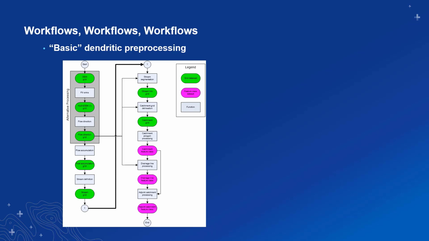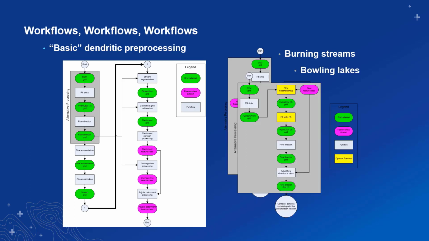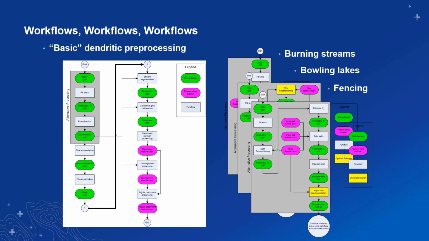I have demonstrated the basic dendritic processing workflow, but there are many others as a function of the morphology and available supporting data. For example, morphologies where we know where the streams are so we can burn them in, or we know where the lakes are so we can bowl them, or we know where the boundaries are so we can fence them. And we have a whole document that identifies key use cases for different morphologies of dendritic, deranged, or combined type. This is an important discussion that we will go back to in the following webinars as we dive deeper into specific implementation issues.